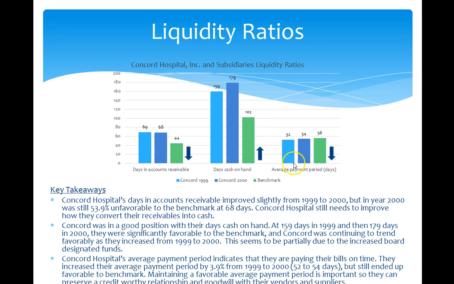Average payment period tells us how long it takes them to pay their bills. We want to be below the benchmark, and so they are doing a good job below the benchmark, trending a little bit unfavorably.